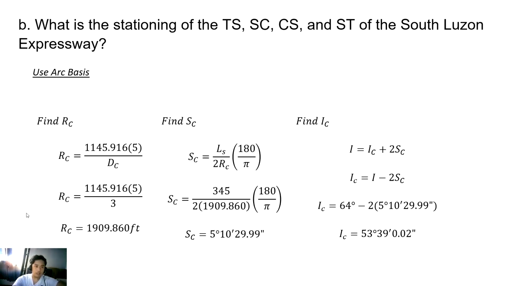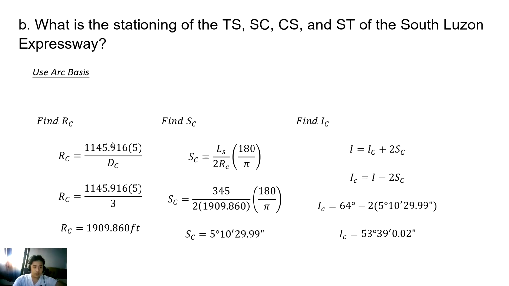Next is the letter B. So, same question, pero ang pinagkaiba, ito ay South Luzon Expressway. So, since may nakalagay na expressway, alam natin na arc basis agad yan, since ito ay highway. So, para makuha natin yung RC, nilagyan ko na lang ng times 5, which is yun yung kinaibahan niya sa metric. So, ang English, lagi natin tatandaan, pag kukunin ng R, lagi natin ito times sa 5 yun nasa taas.